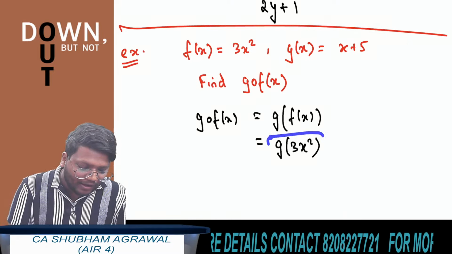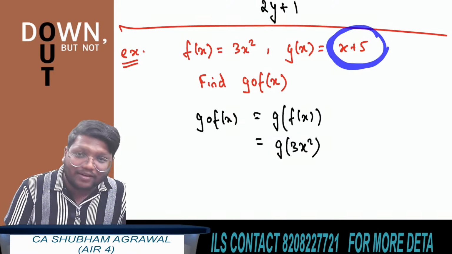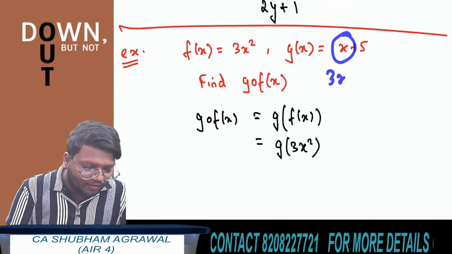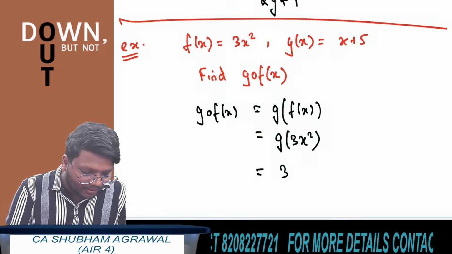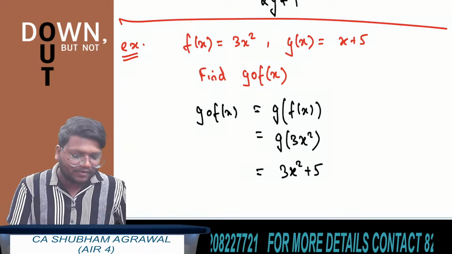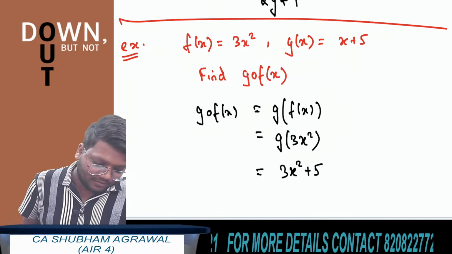But now what we have to find? G of 3x square. So wherever x is there in this x plus 5, instead of x now, what we have to write? 3x square. What is the answer? 3x square plus 5. The answer. All of you have understood this? Okay.